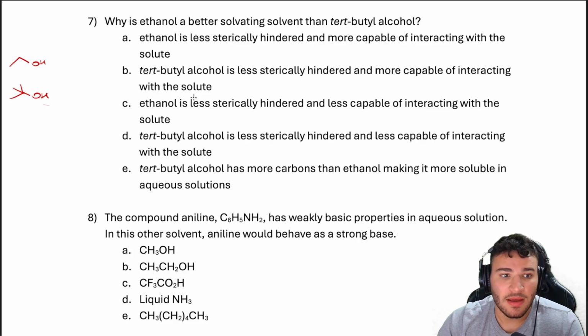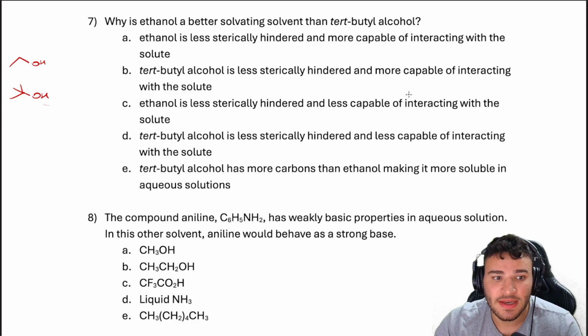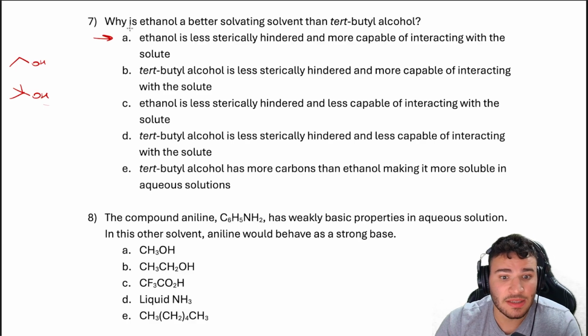Now, absolutely, right? This OH, the acidic oxygen, is much freer. There's more space around the OH compared to the tert-butyl. It's like packed up, right? All of these other carbons are kind of blocking the interactions that OH can have. And that is probably part of the reason why ethanol has different properties. Tert-butyl alcohol is less sterically hindered and more capable of interacting with a solute.